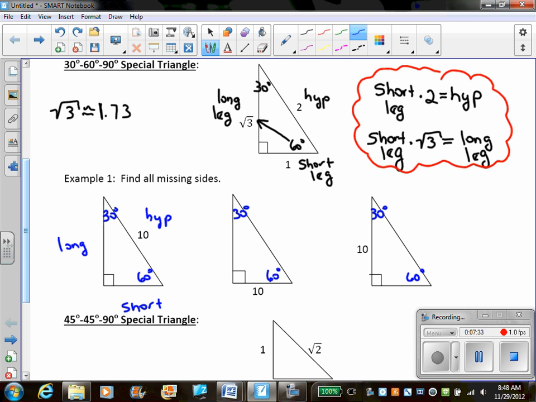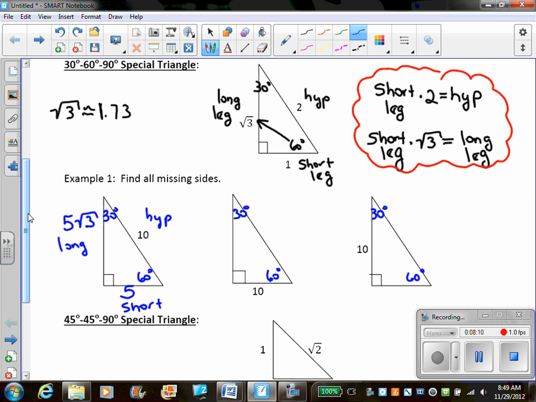So really, you're going 10 divided by 2, which is going to give you 5, and that is going to be the length of your short leg. So again, the relationship between your short leg and hypotenuse is that it's doubled. So to go in reverse, you would just divide that hypotenuse by 2. The key to these is to make sure you have your short side. So in this case, the short side is 5. Once you have that short side, then you can just multiply it by the square root of 3 to get that long side.